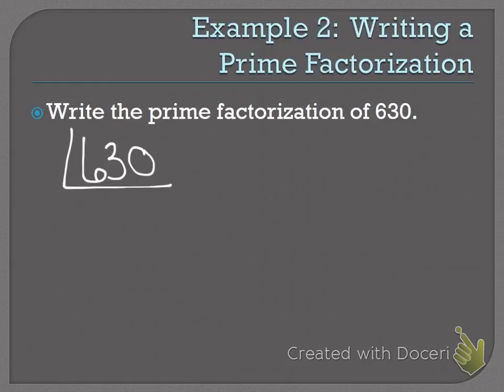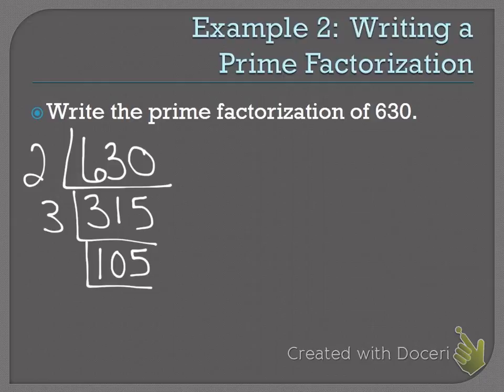Because with upside down division, I just divide by a prime number. What if it's an even number, what's a prime number that goes into it? 2. So if it's an even number, start with a 2. Divide by 2. 315. Okay, now that's an odd number, so what's a number I could go with? I could go 3.